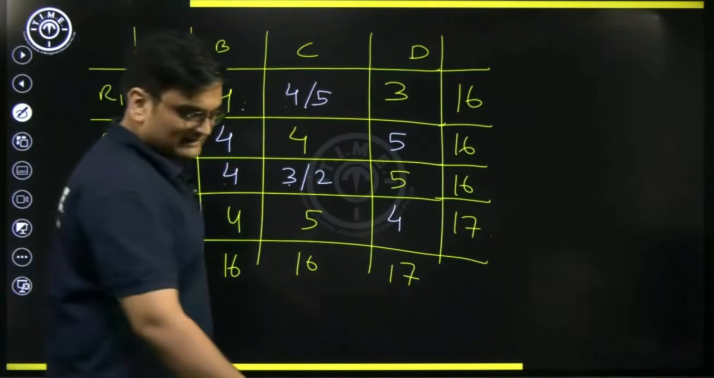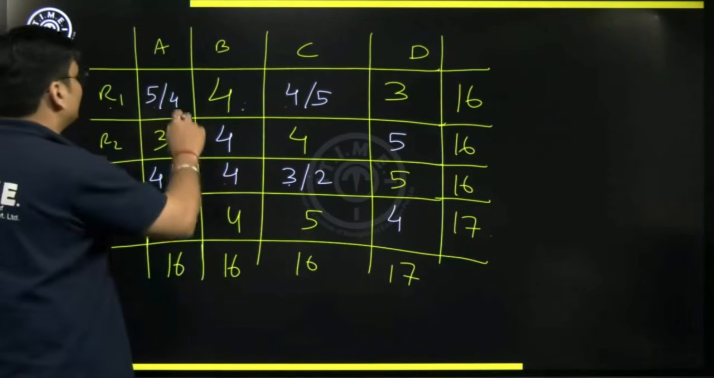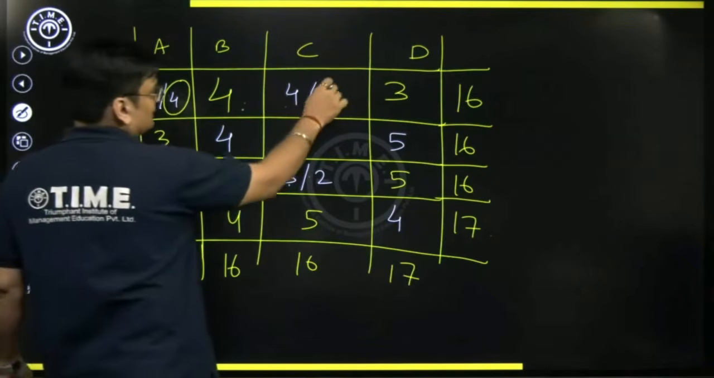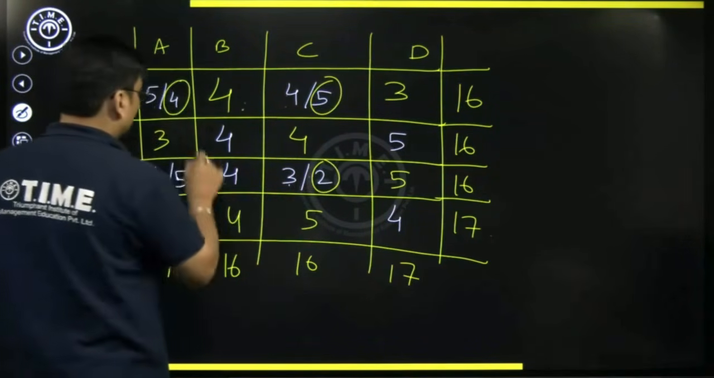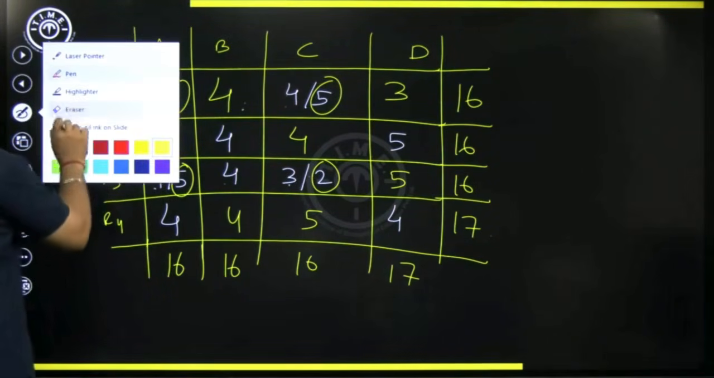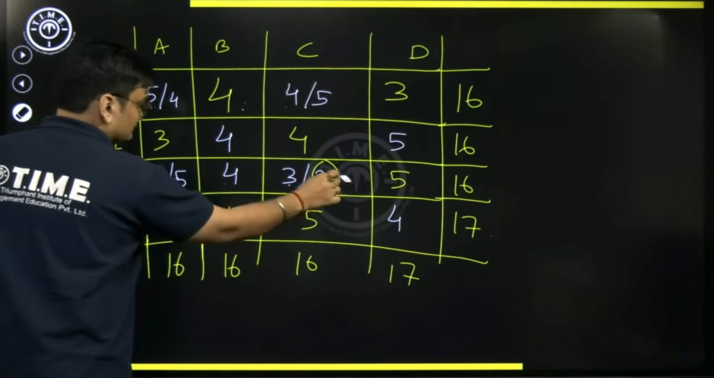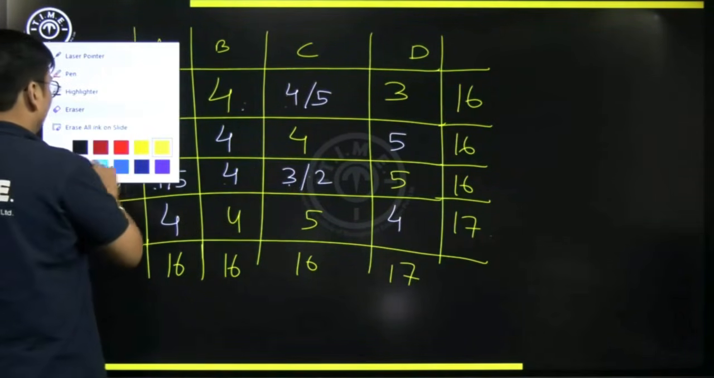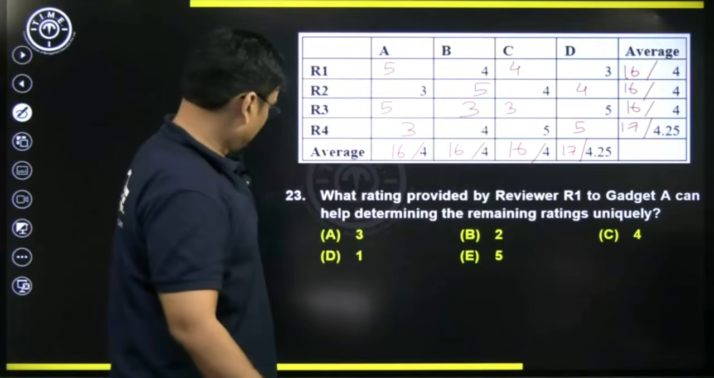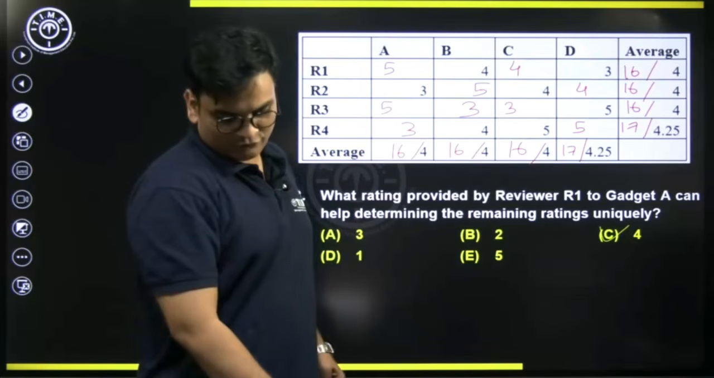So there are 2 possibilities, but instead imagine if R1 gives 4 rating to A, then you will get only one possibility, 4 here, so this will be 5, 5 here, so this will be 2, 4 here, this will be 5, all will be fixed. So thus can I say giving rating of 4 to A by R1 will help us fix everything, and hence we will mark option choice C as our answer. So 4 should be the answer.